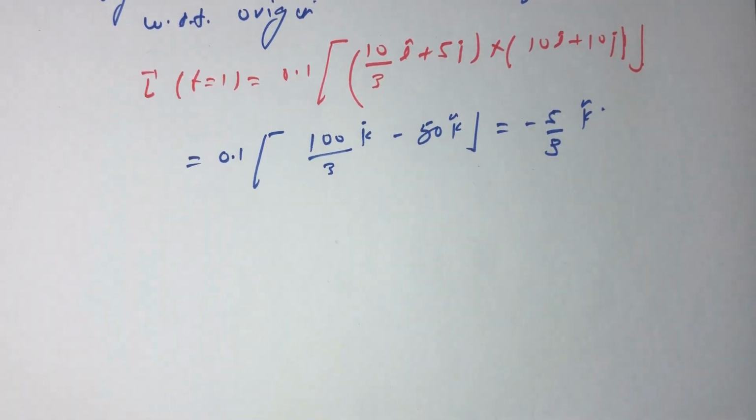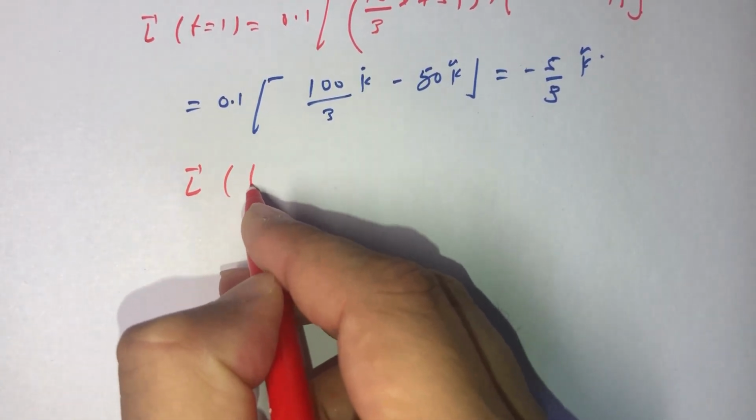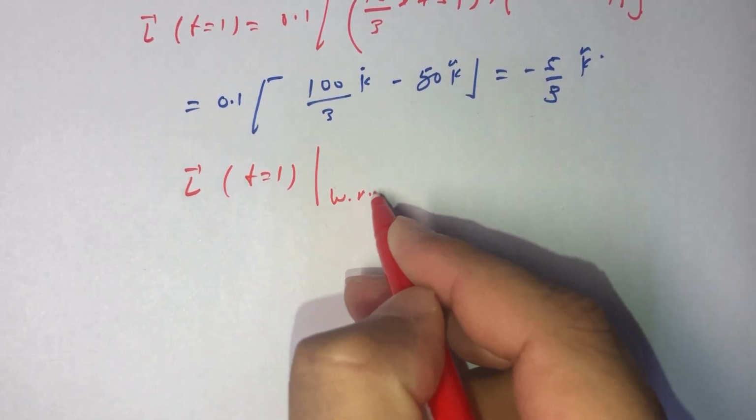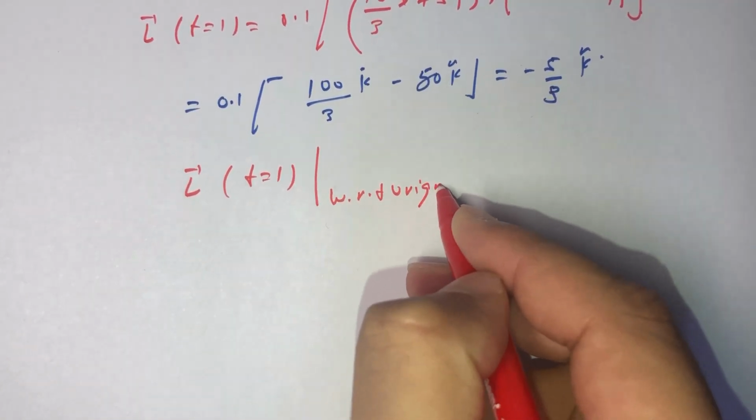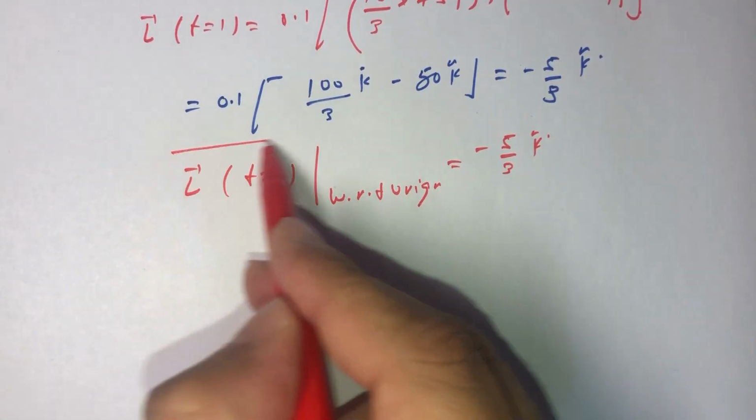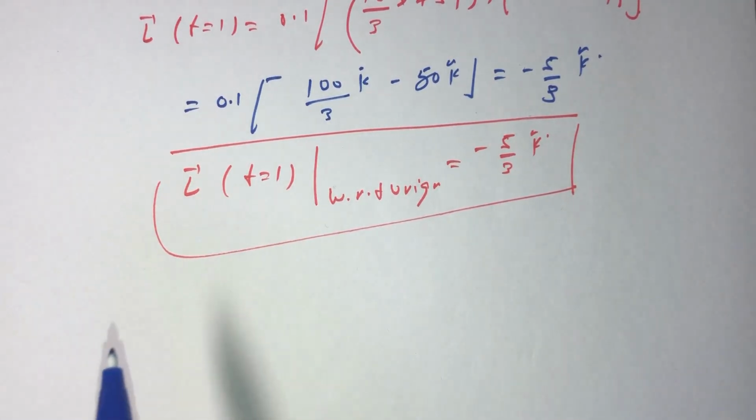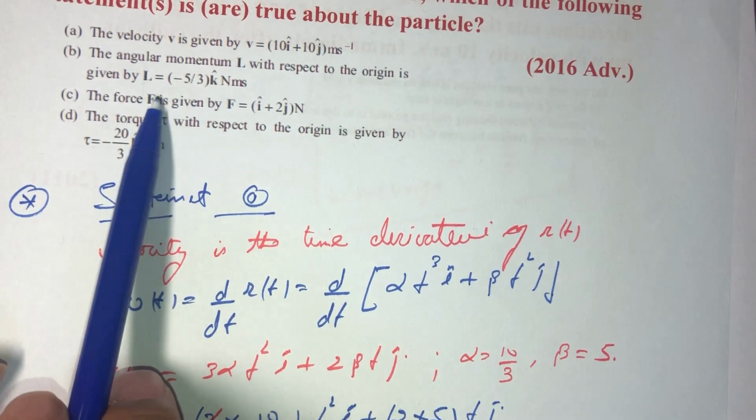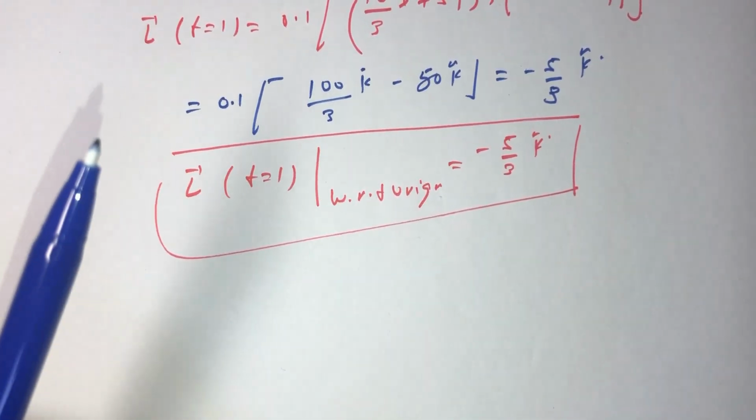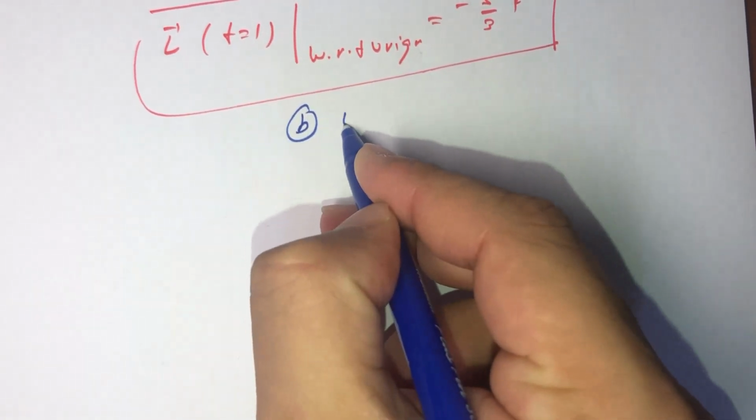So therefore we get that angular momentum at t is equal to 1 about origin, with respect to origin, is equal to minus 5 by 3 k unit vector. So which is our statement B. Okay, it is given that the angular momentum with respect to origin is minus 5 by 3 k unit vector. So statement B is also true.